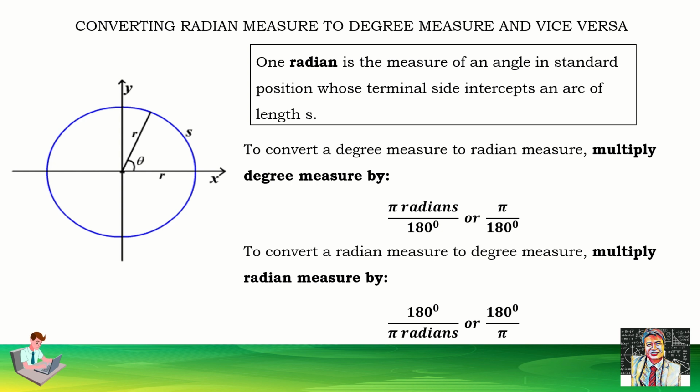By definition, one radian is the measure of an angle. So, yun nga, measurement siya ng angle, ha? In standard position, whose terminal side intercepts an arc of length S. So, meaning to say, nakakabuo siya ang radian kapag a given angle na nakakabuo ng arc. Okay? Which is arc, which is meron siyang length of S. A type of measurement din siya ng angle.